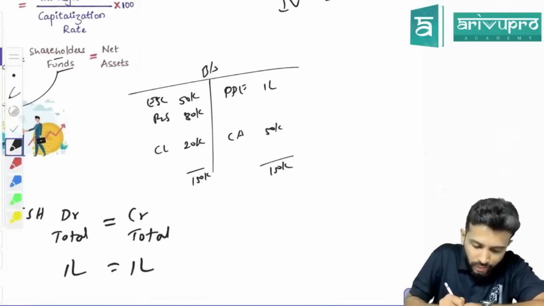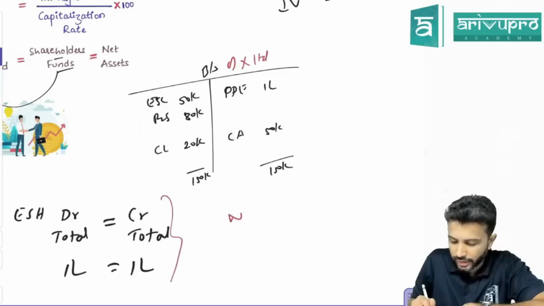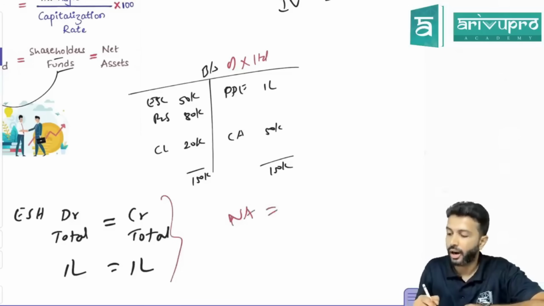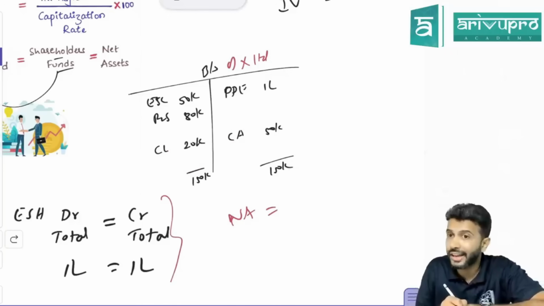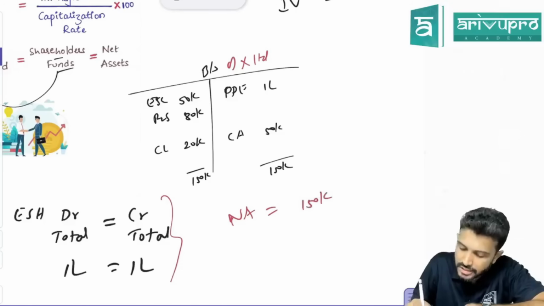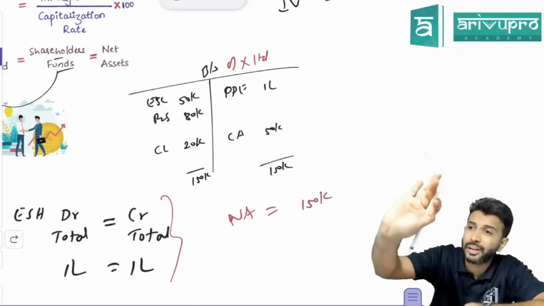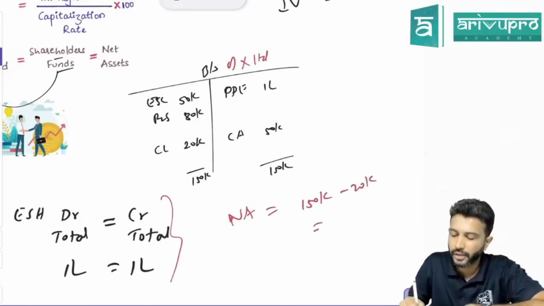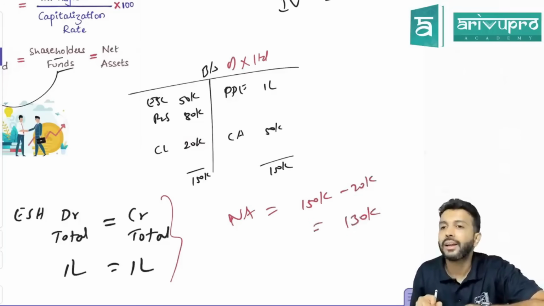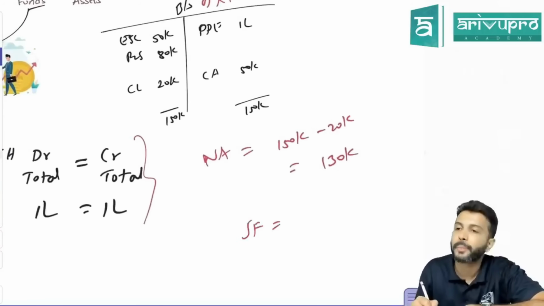Can you tell me what is the net assets of this business? Let's say this is the balance sheet of X Limited. How do you get net assets? All assets minus outside liability. What is the total of assets? 1,50,000. Will you consider reserves and surplus or only outside liabilities? Only outside liability, which is 20,000 here. So how much are you getting? 1,30,000.